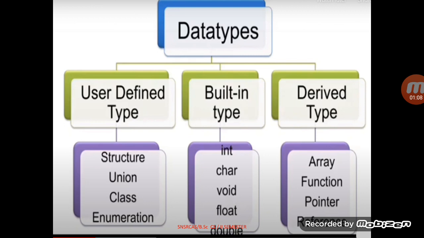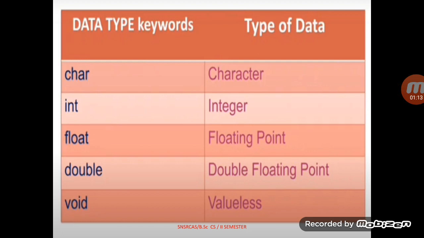Okay, now first we can see built-in data types. So built-in data types are integer, float, character, double, void. If you want to use character, you can use the keyword char. If you are using integer numbers, you can use keyword int. If the number is decimal or floating, we can use float. Then for decimal point we can use double. Then void is valueless.